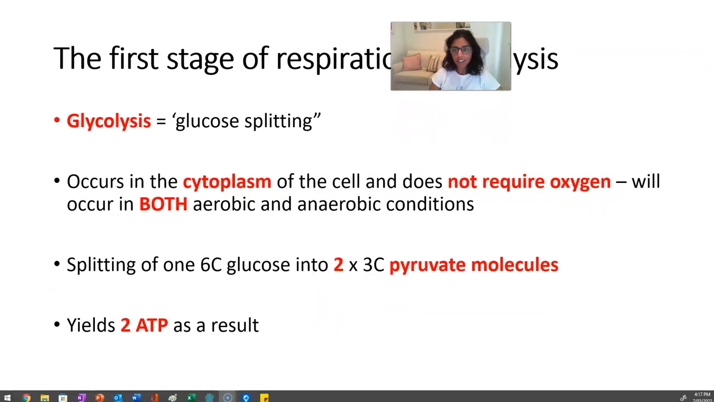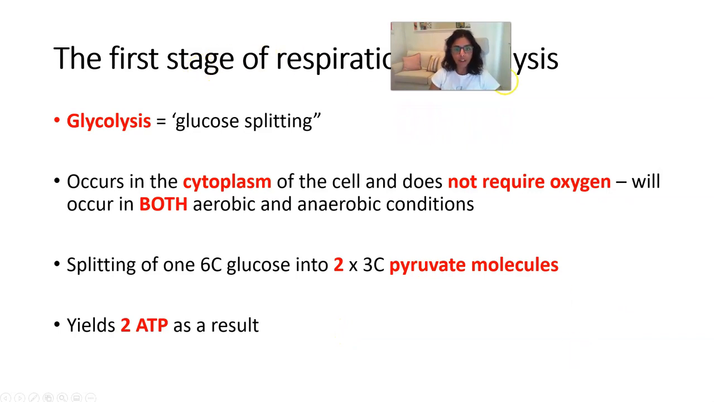Okay, so we're going to be looking at the first stage of respiration, which is glycolysis. Now, the glyco part means glucose, and the lysis part means splitting. So this word glycolysis literally does mean glucose splitting. Key thing to know about glycolysis is that it occurs in the cytoplasm of the cell and does not require oxygen to work. This process, glycolysis or glucose splitting, happens in both aerobic and anaerobic respiration, and that's really important to know. It happens in both.